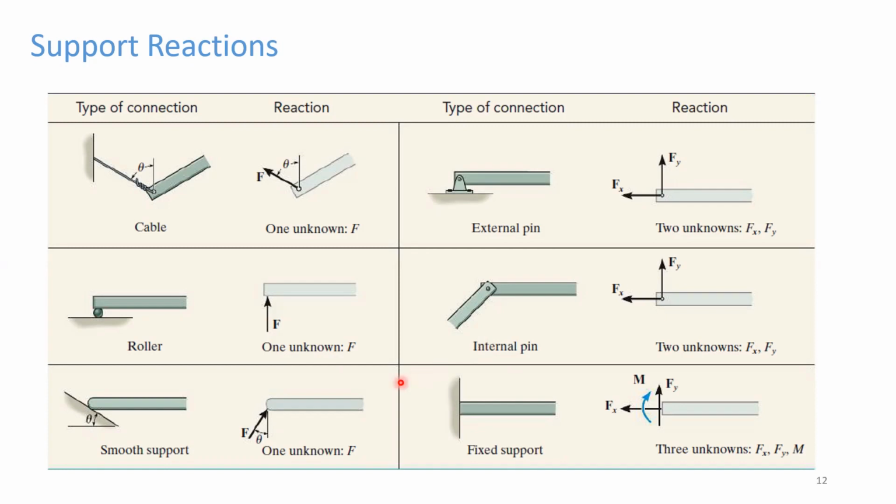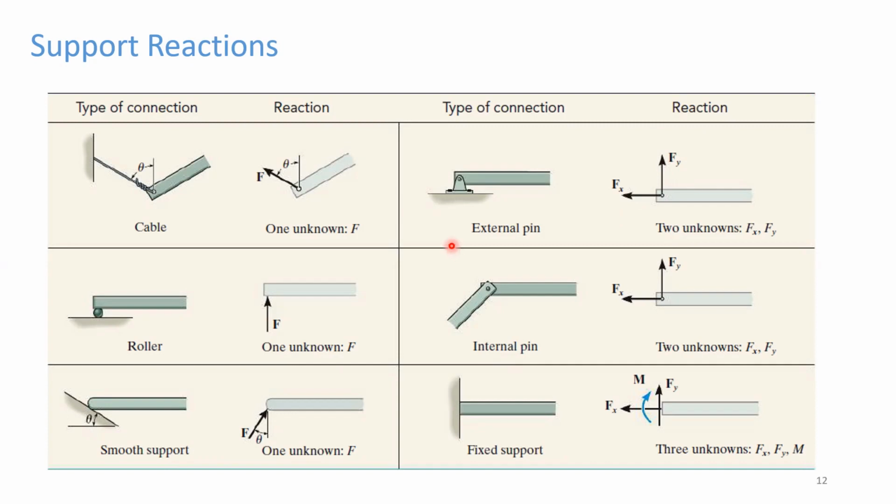Let's see. If we have a cable, then you can see what the reaction force is. If we have a roller, what type of reaction force do we have? We suppose to use it as a smooth support. Then this is the external pin. This is a very common one, so we have to use two reactions.